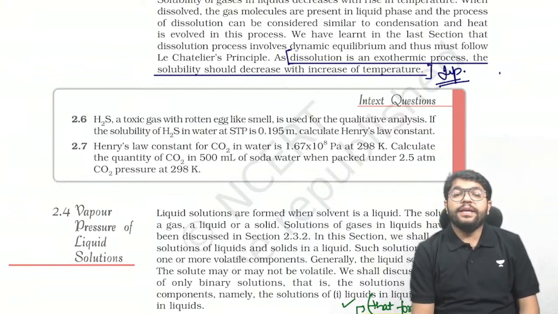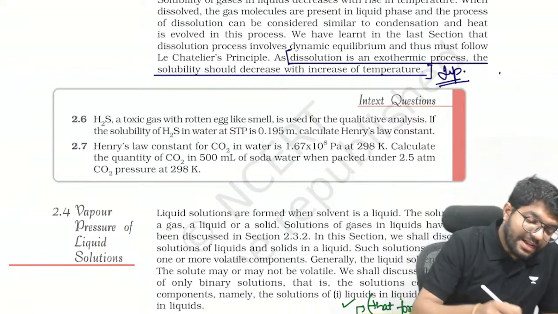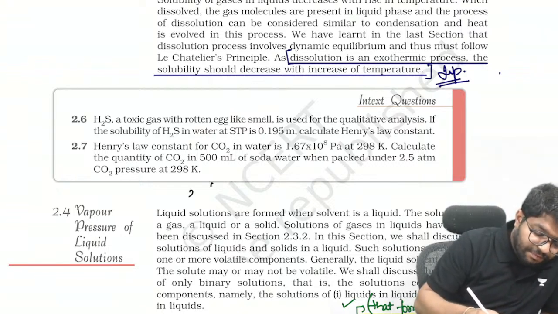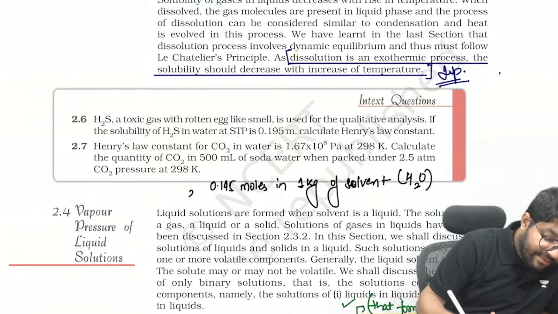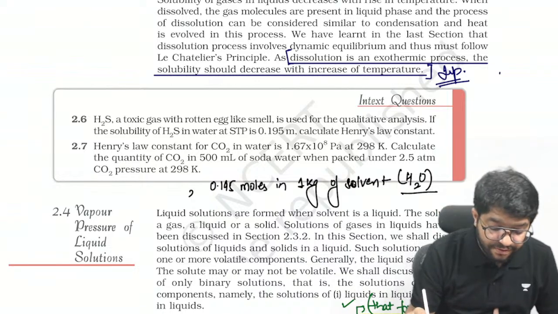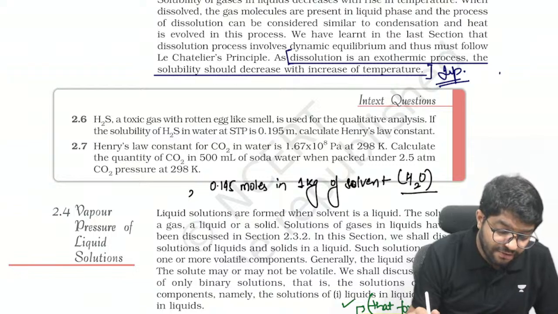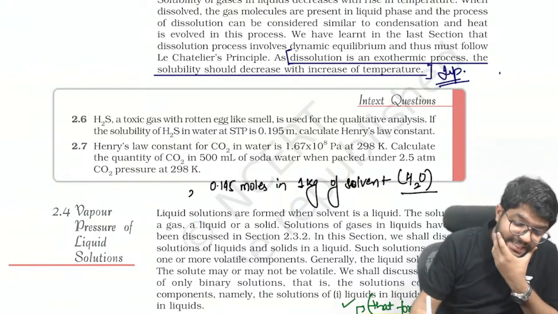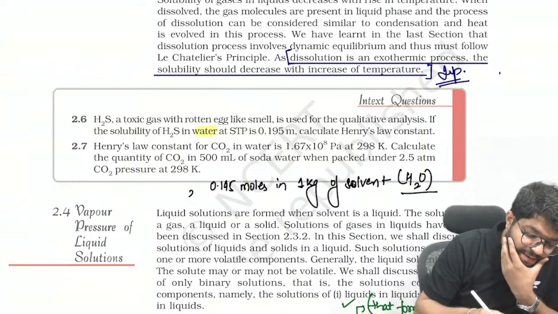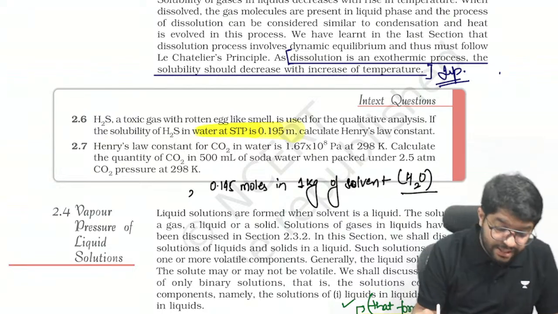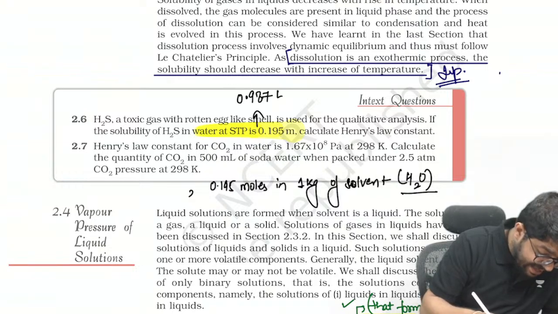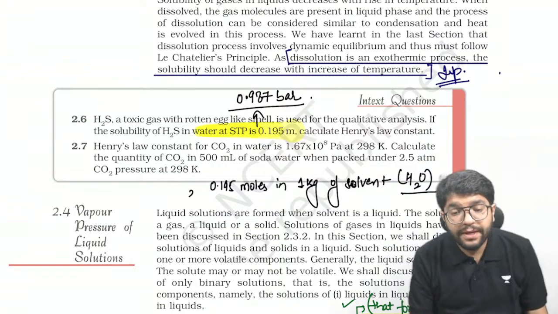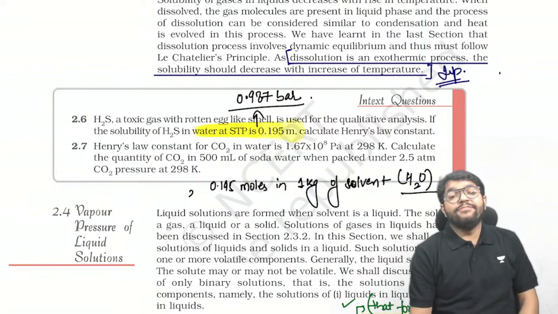Solubility is 0.195 molal, which means 0.195 moles of H2S in 1 kg of water, which is my solvent. Pressure is given at STP, which stands for standard temperature and pressure. You can take it as 1 atm, or the exact value of 0.987 bar. So now what all do I have? I have multiple things here.